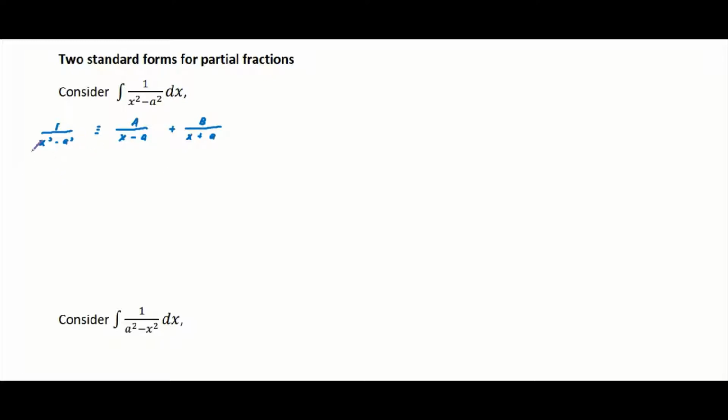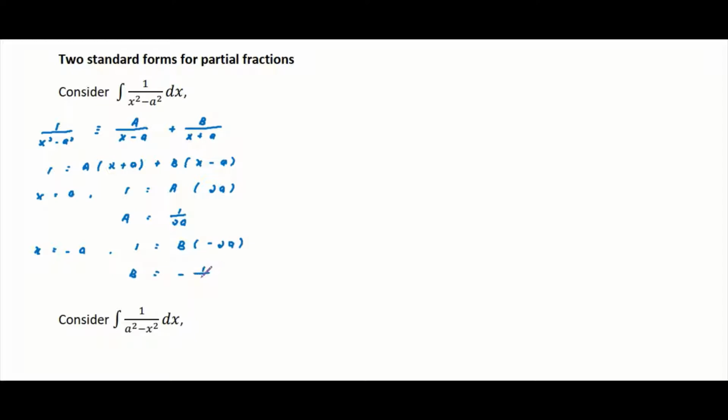Now let's solve this. 1 equals A multiplied by x plus a, plus B multiplied by x minus a. When I substitute x equals a, I get 1 equals A multiplied by 2a, which gives A equals 1 over 2a. When I substitute x equals negative a, I get 1 equals B multiplied by negative 2a, which gives B equals negative 1 over 2a.